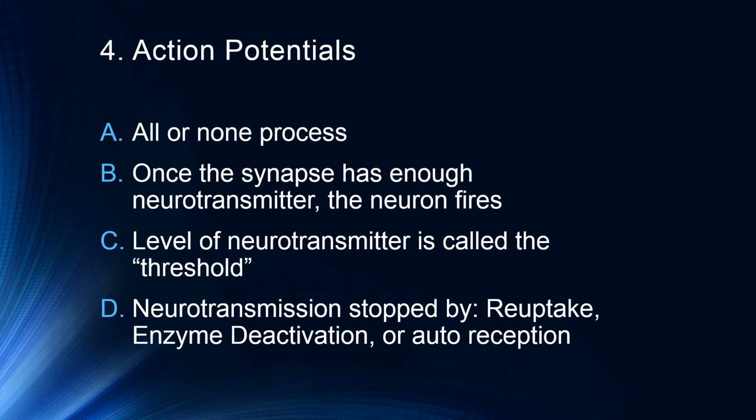One of them is called reuptake. This is where the presynaptic neuron takes the neurotransmitters back into it and recycles them. There are enzymes in the synaptic cleft that break down neurotransmitters, so that's enzyme deactivation. And autoreception occurs. The neurotransmitter binds to the presynaptic neuron and stops the release of additional neurotransmitters.